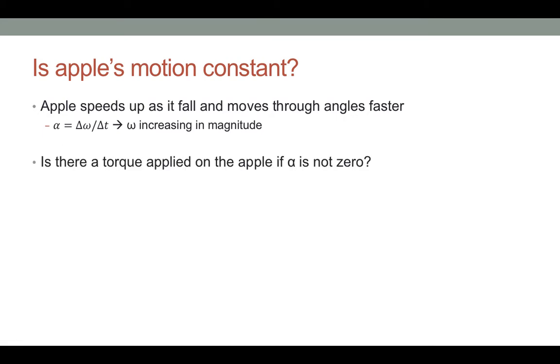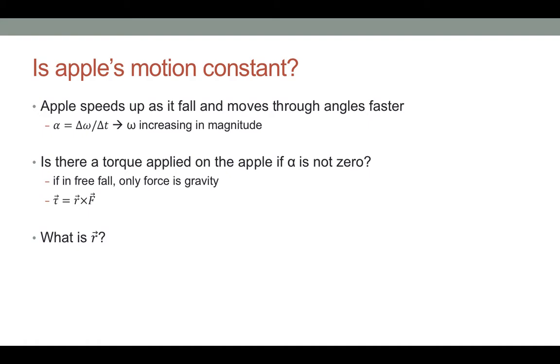But that would tend to imply what we've already learned, that there must be a torque applied to the apple if the angular acceleration is not zero, because torques are what cause angular acceleration. If it's in free fall, then the only force acting on the apple would be gravity, and torque is r cross F. What exactly would r be here?